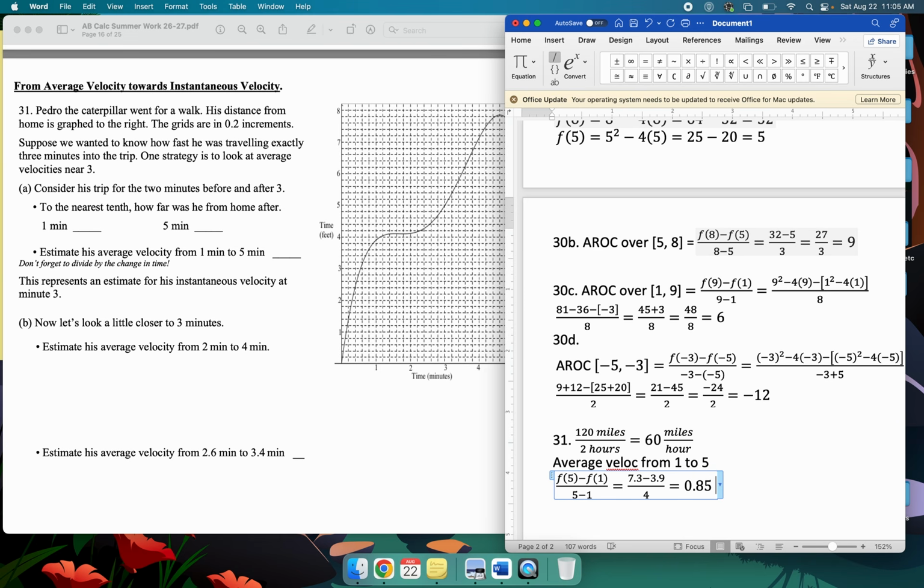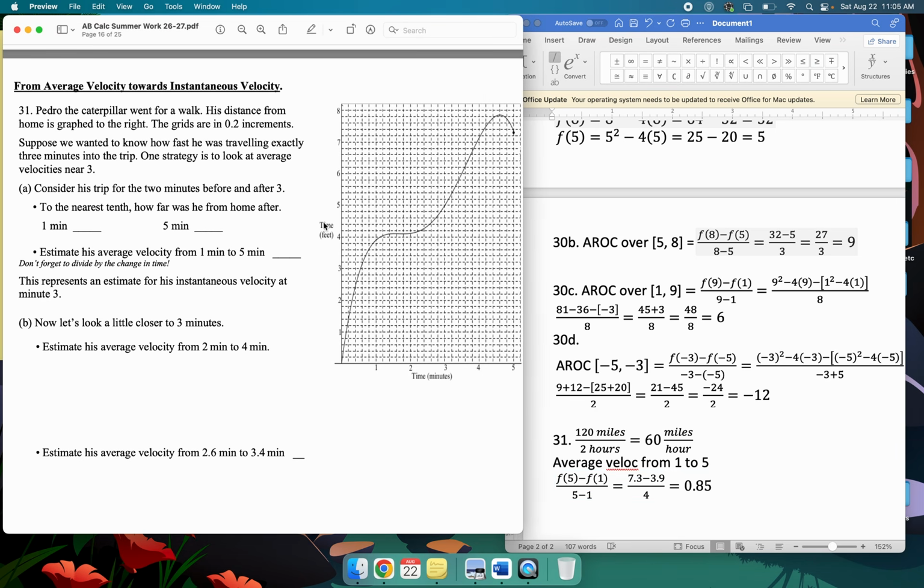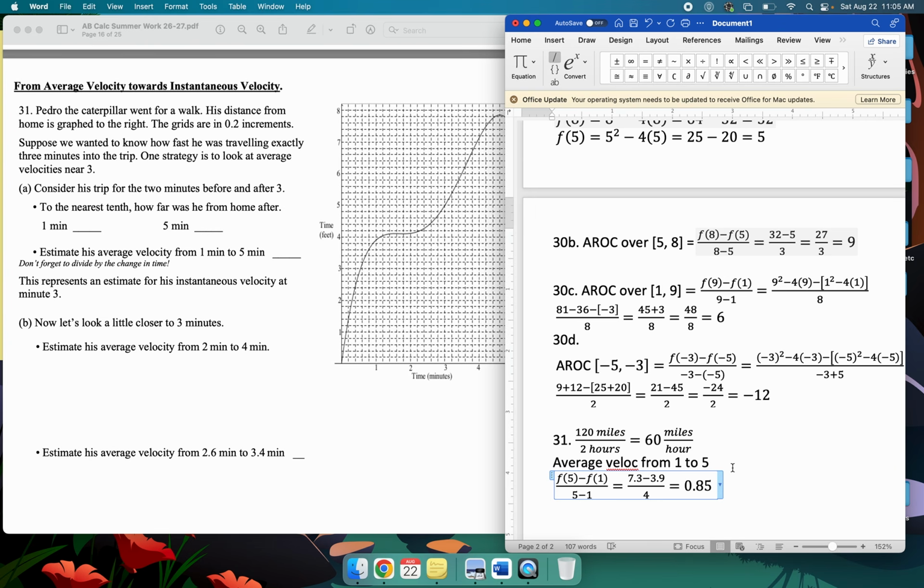What are the units? Do we know the units here? Well, I know that the time is measured in minutes. Oh, and then this says time in feet. That's obviously supposed to be distance. Anyway, it's feet per minute, right? So that's the average velocity from 1 to 5.